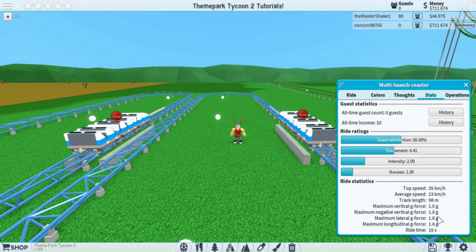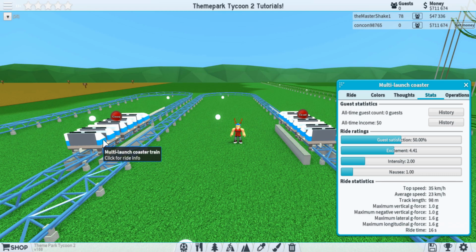And then over here you can see that our lateral G-forces are 1.6. That's the force that's pushing you to the side. So for instance, either out of the car or to the person next to you. Now, because this isn't really a very quick ride, it doesn't have super high G-forces that you can see.